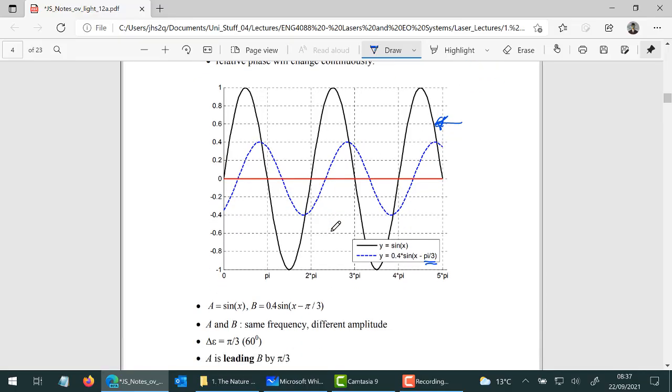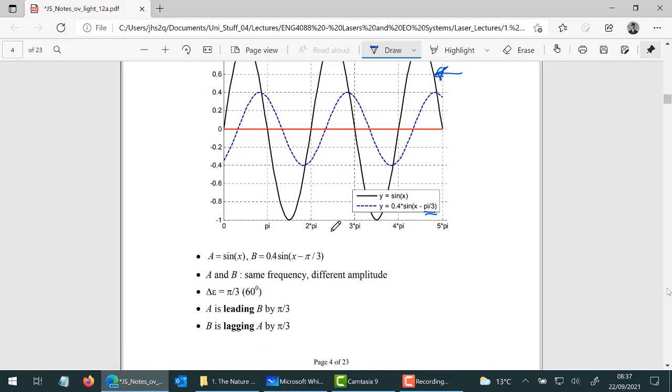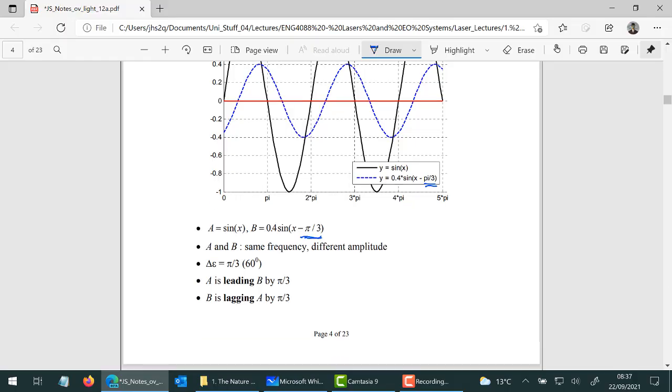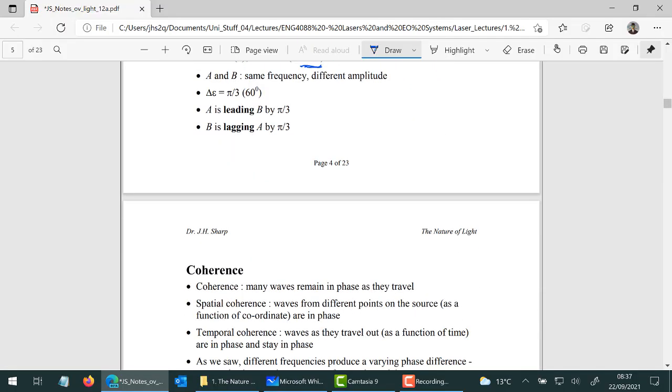So the equations for those waves: A is sine of x and B is 0.4 times sine of x minus pi upon 3. So different amplitudes, same frequency or same wavelength, but one is shifted along the axis with respect to the other to give us a phase shift of pi upon 3, 60 degrees. And when we have that, we say that A is leading B because we have minus pi upon 3 here, and we refer to B as lagging A by pi upon 3 radians.